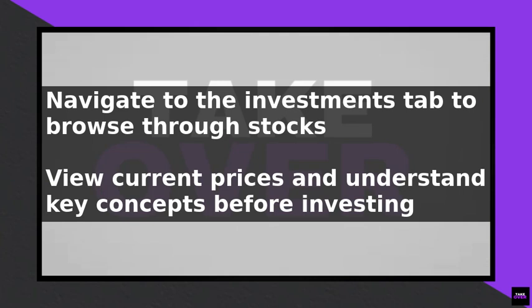To start investing, you need to deposit money into your Revolut account. You can do this by linking your bank account or credit card to the app. Once you have funds available, you can browse through the available stocks and select the ones you want to buy. You can search for specific stocks by name or browse through categories.